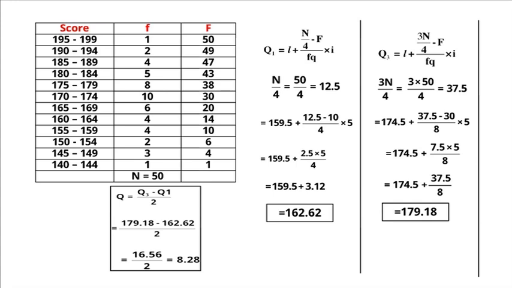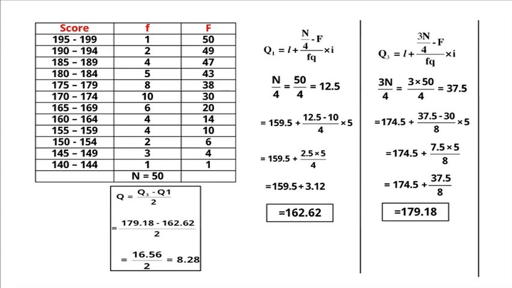Now, you will have to calculate the third quartile. The third quartile will be calculated similarly as we have calculated the first quartile. Formula I have told you earlier, L plus 3n by 4 minus F upon FQ into I. You know, why 3? Because it is the third quartile. So, 3n by 4, n is 50, 3 into 50 upon 4 is equal to 37.5. Now, search where the 37.5 is coming. Up to here 30, from 30 onward up to 38, it is coming in 175 to 179.